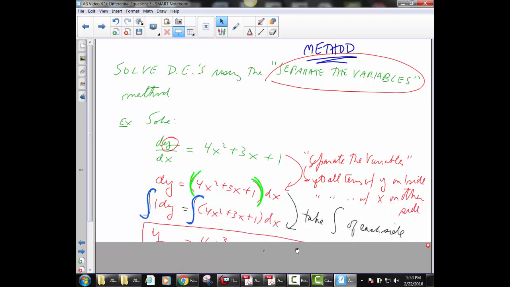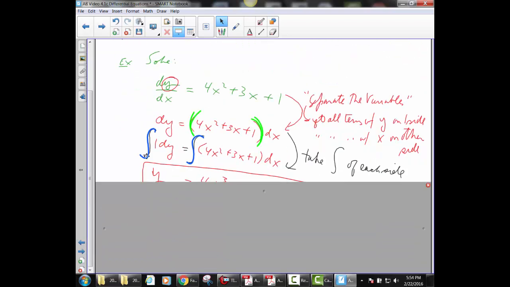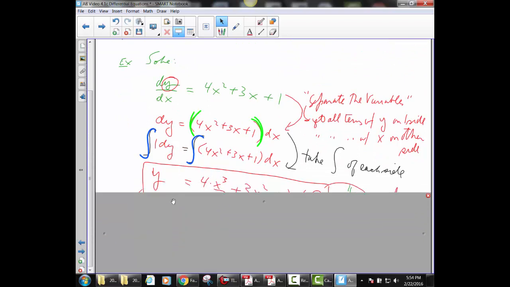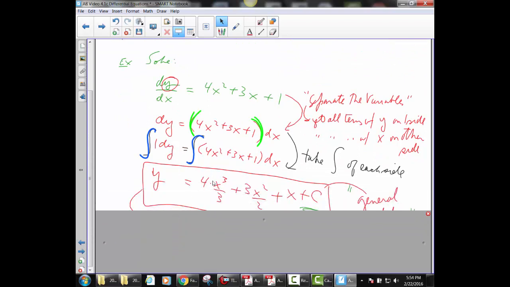Then you're going to take the integral of each side. On the left, you have the integral of 1 dy, which is y. On the right, when I integrate, I have 4x cubed over 3 plus 3x squared over 2 plus x, right? The integral of 1 dx is x, and your constant.